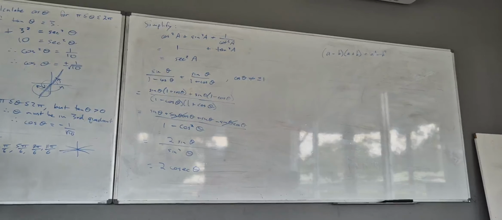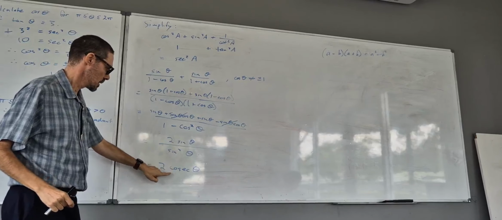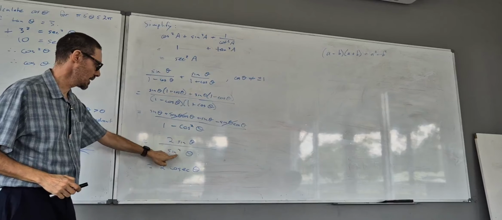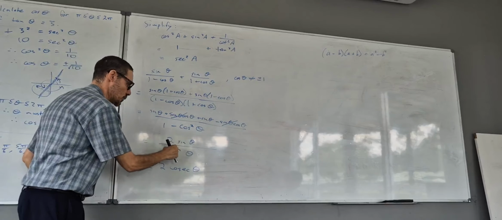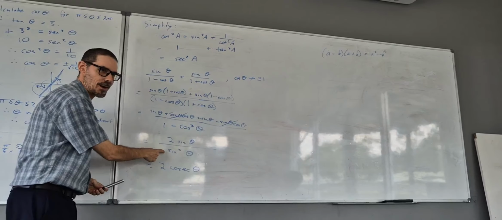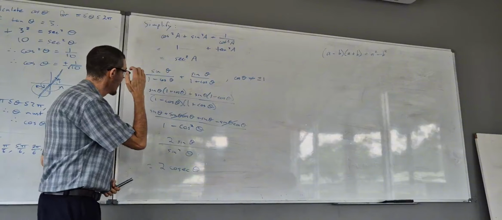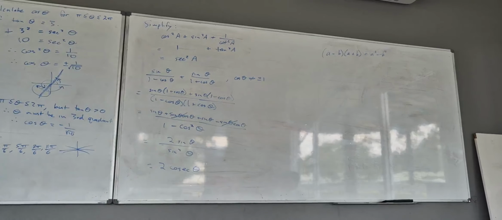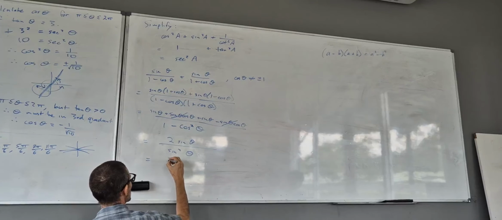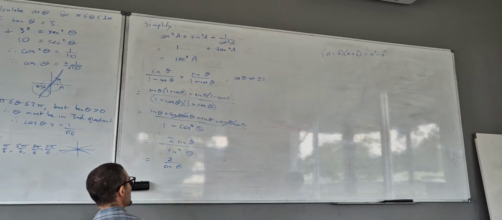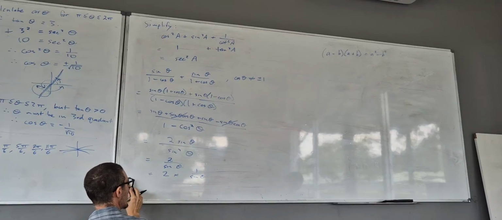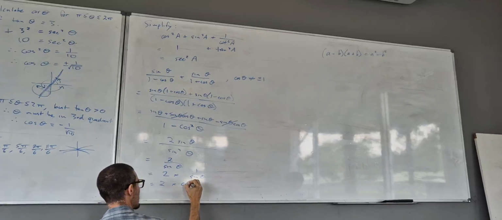Doesn't the sine cancel out, and then it's only left with 1 sine? Yes, sine theta and sine squared theta. So this one cancels one of the sine thetas, and you have 2 over sine theta. You agree with that, right? Well, isn't that 2 times 1 over sine theta? Which by definition is 2 times cosec theta.